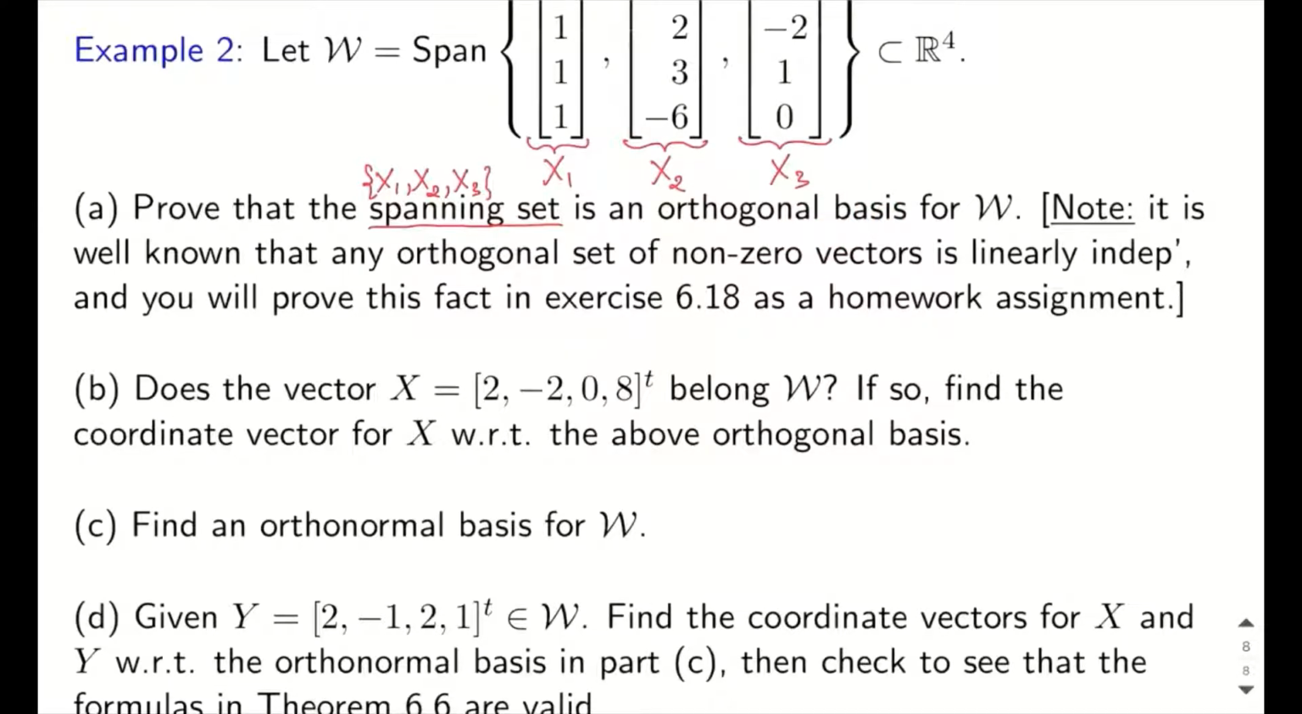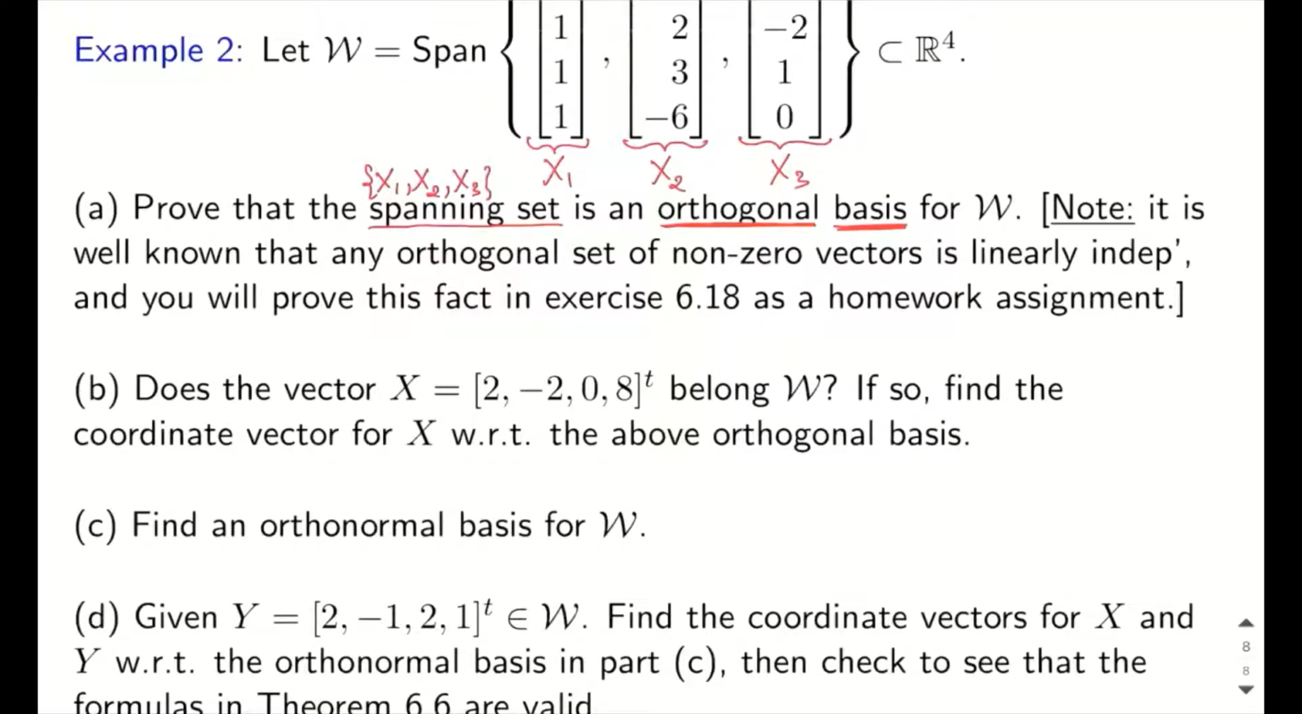In order to prove that the three vectors here form an orthogonal basis, we need to first show that it is a basis, and that it is orthogonal, which means that every vector is perpendicular to the other vectors. You have to first prove spanning, but that is granted, right? So you have spanning for granted because of the way you form W. Now you have to check for independence and then check for orthogonality.